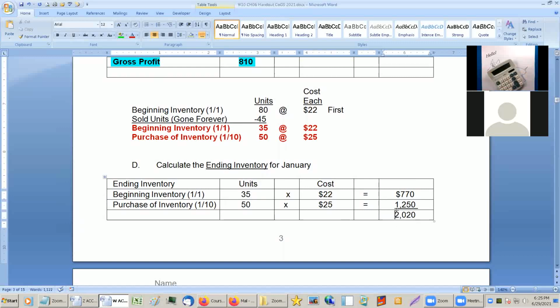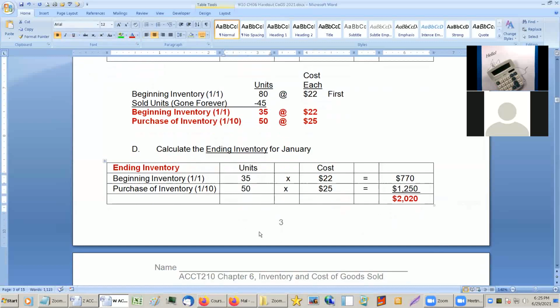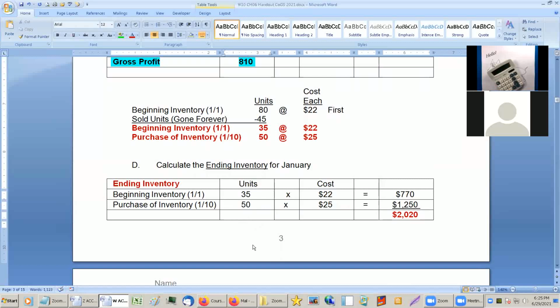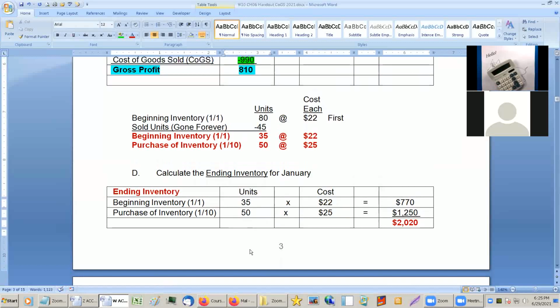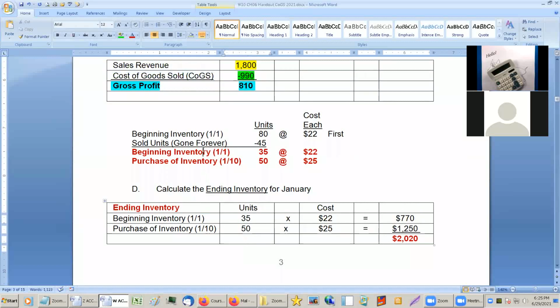So $2,020 is the ending inventory, and then going into the next period, this will be the beginning inventory. This will be the second inventory, and then whatever comes after that will be later layers of inventory.